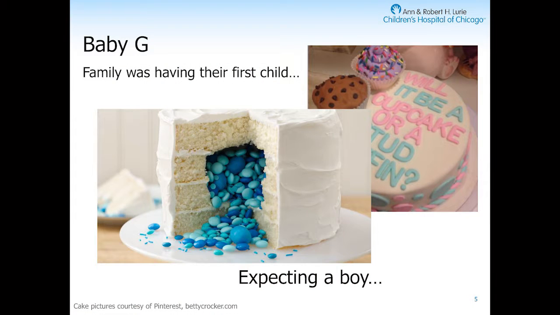So as I talk today, I'm going to weave through a specific case that I think will illustrate a lot of the points that I have to make today. So we're going to talk first about baby G. And this baby was going to be the first baby for these parents. And so they were having their first child, and they had one of these gender reveal parties.